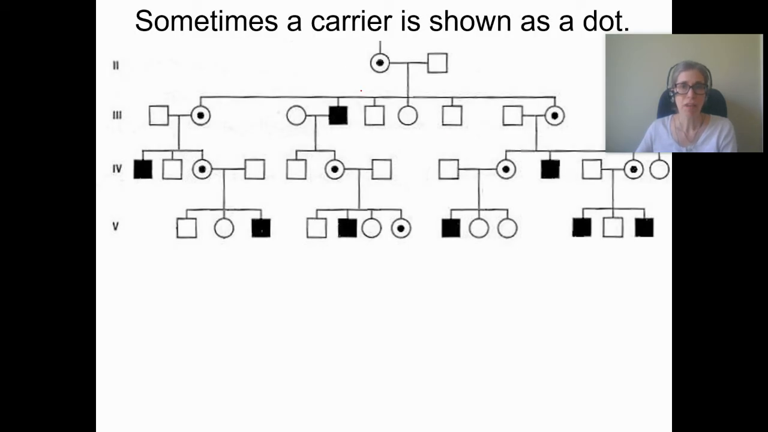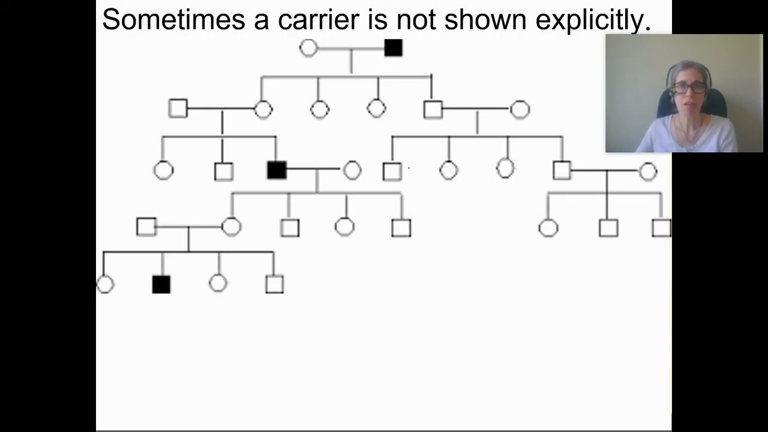Okay, sometimes the carrier is shown as a dot instead like this. And again, this is going to be a sex-linked recessive because girls are carriers and boys have the traits. If you have a carrier, it's got to be recessive, right? If girls are the only ones who are carriers and mainly boys have the traits, then it's X-linked recessive.